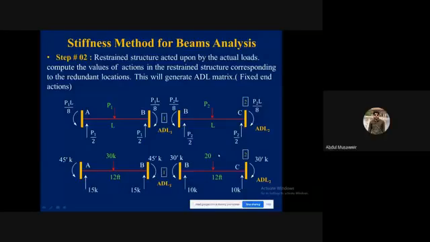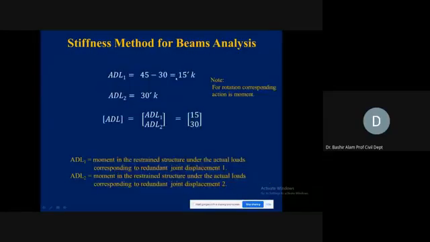Sir, plus 30, sir. Very good. This will be plus 30. Why plus? Because it is in the same direction as D2. The amount is 30, coming from P2L divided by 8. So your ADL1 and ADL2 are generated. Look, ADL1 is 45 minus 30, and ADL2 is 30, so 15 and 30 is your ADL matrix.